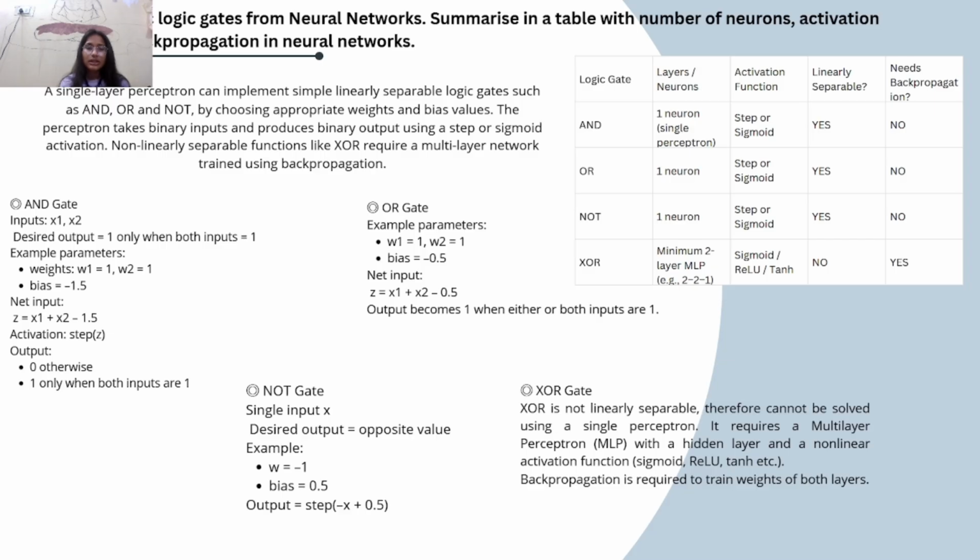Like the XOR gate, XOR is not linearly separable. It cannot be implemented by a single perceptron. It requires a multi-layer neural network with hidden layers, and you must use backpropagation for training.